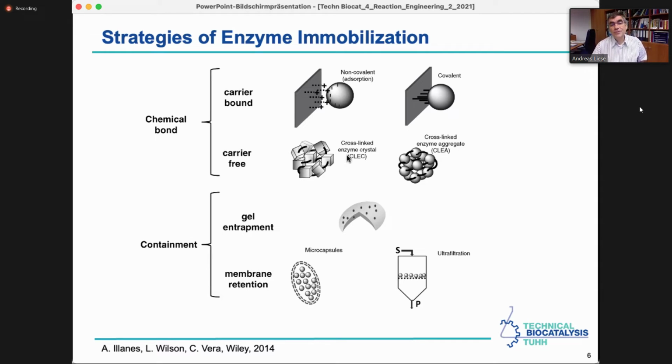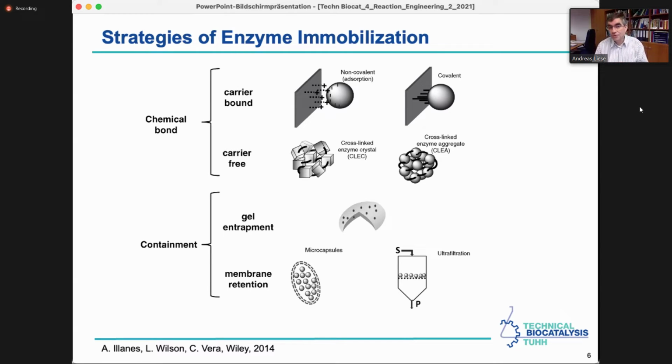There, the trick is that we have no carrier at all. We do have a high number of protein molecules, which we chemically bind to each other, and we get something like a big pile of wool. And because of this high molecular mass we're generating by interlinking all the individual protein molecules, it's not soluble anymore, and it's solid in a liquid phase.